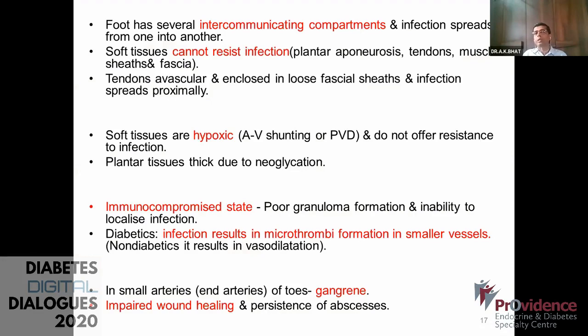And plantar tissues become thick, you know. And obviously, there is a background immunocompromised trait. And paradoxically, in diabetics, the infection results in microthrombus rather than a vasodilatation. And at the end of the toes, the end arteries become gangrenous. And again, there is an impaired wound healing process and persistent abscess. So all these put together lead to a problem of classical diabetic foot.